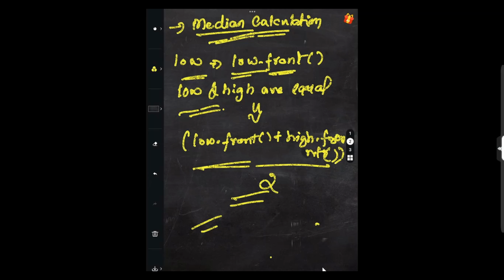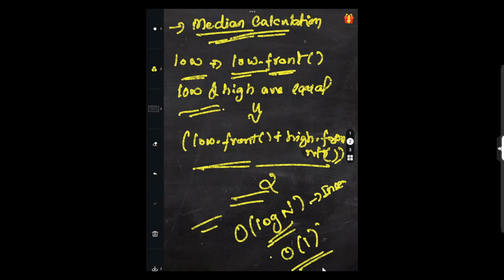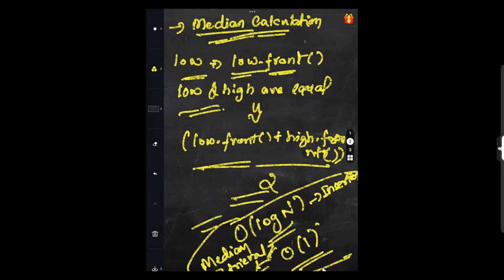So what will be the time complexity here? For insertion, it takes big O of log n, right? And for the median retrieval, it takes big O of 1, right? This is for insertion, and this is for median retrieval. I hope this is clear. Big O of log n for the insertion and big O of 1 for the median retrieval.